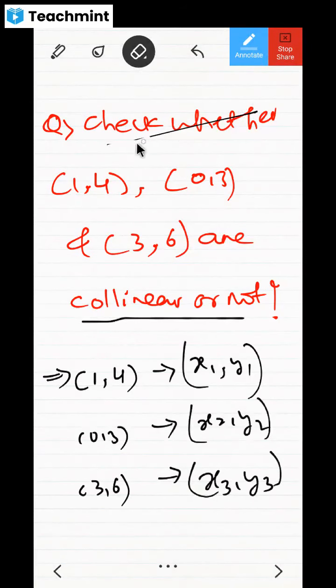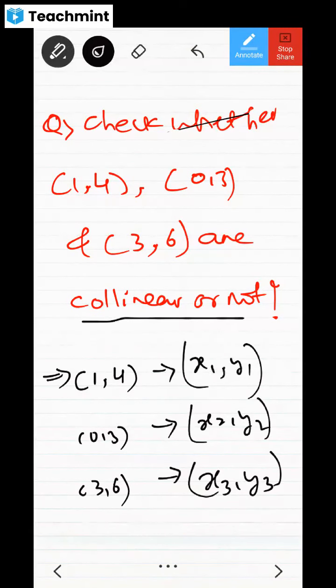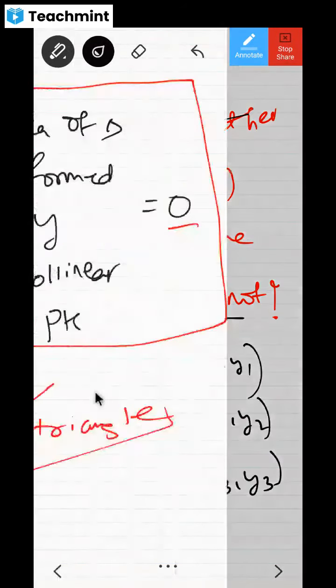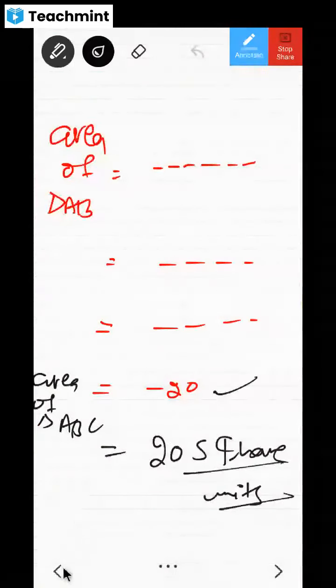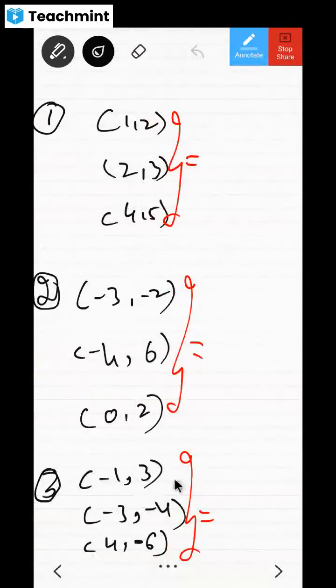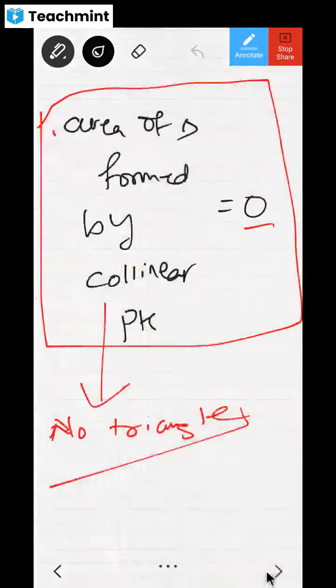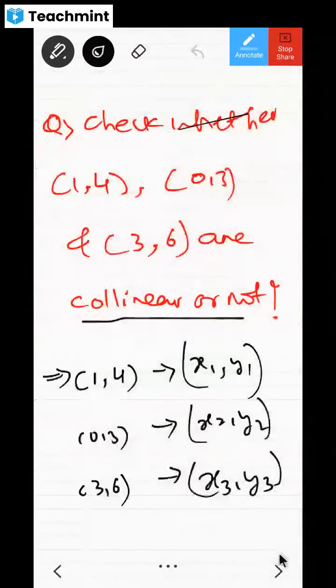Will you do this on your own? Now, how many problems are there for you? In the next class I will ask you this also, whether they are collinear or not collinear. Now you have to find this area. I have given you 4 problems as homework. Will you do it right now? Yes, sir.